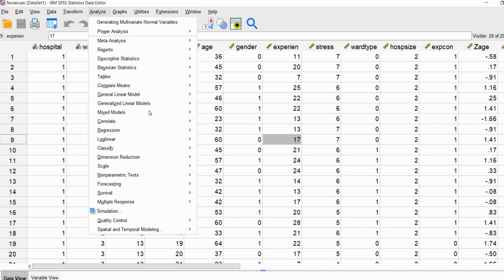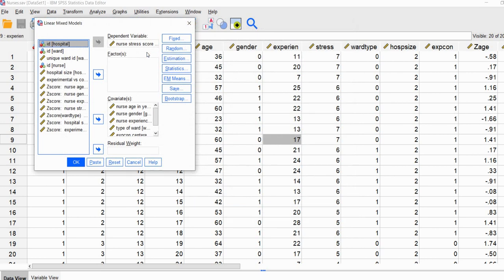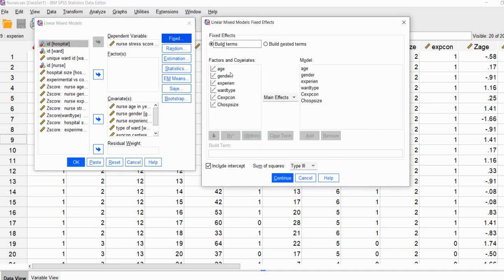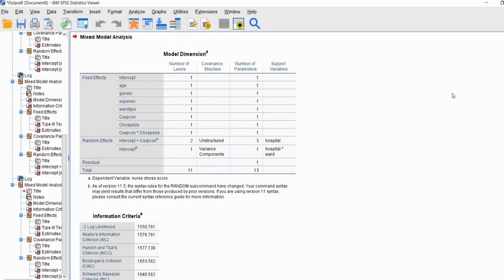To do that, we're going to go to Analyze, go to Mixed Models, click on Linear, and go back through everything. Everything up to this point is exactly the same. The only difference now is we're going to click on this Fixed button, and add an interaction term. We'll click on interaction, and then click on our two interacting variables: hospital size at level 3 and our centered experimental control variable at level 2. When we highlight both of those, we'll click on add, and that interaction is going to be added as a fixed effect within our model. So we'll click on continue and then OK, and we'll generate our final set of results.